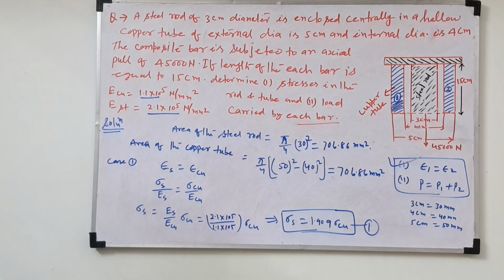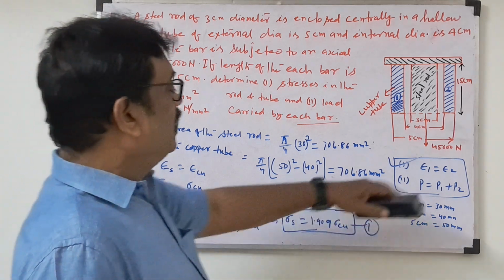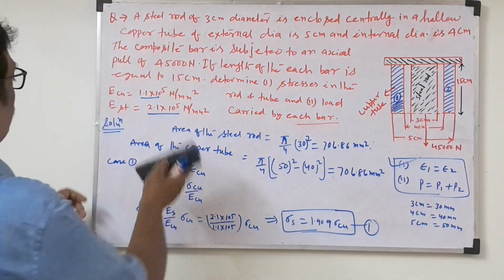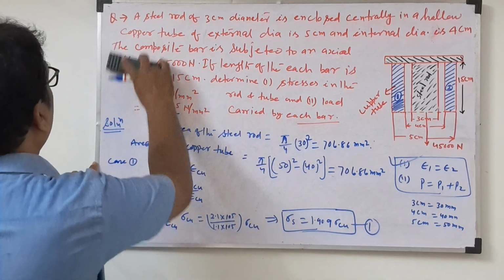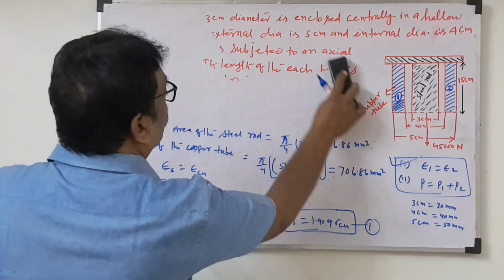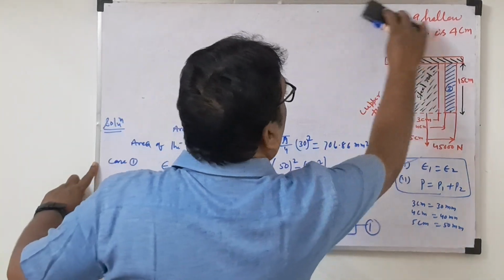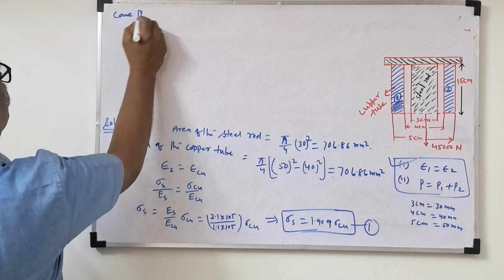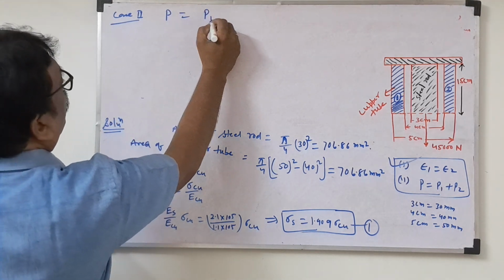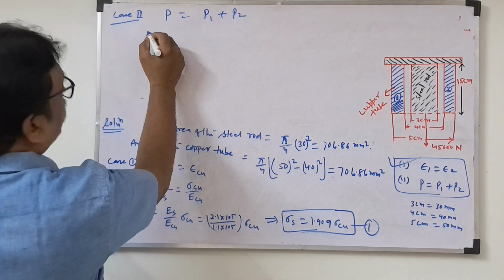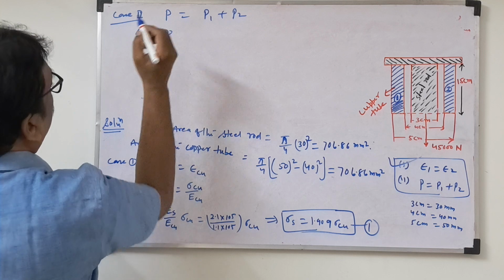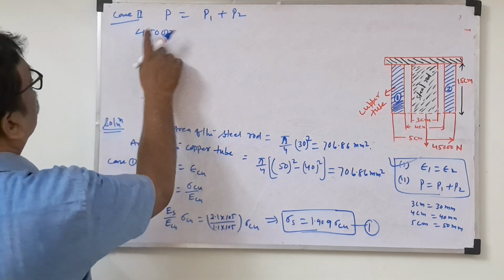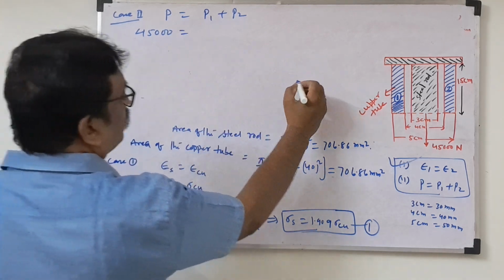What is it? P is equal to P1 plus P2. Total tensile force is equal to copper tube force plus steel rod force. So now you see how we'll solve this. Now case 2: P equal to P1 plus P2. So what is P they have given here? 45,000 equal to P1.